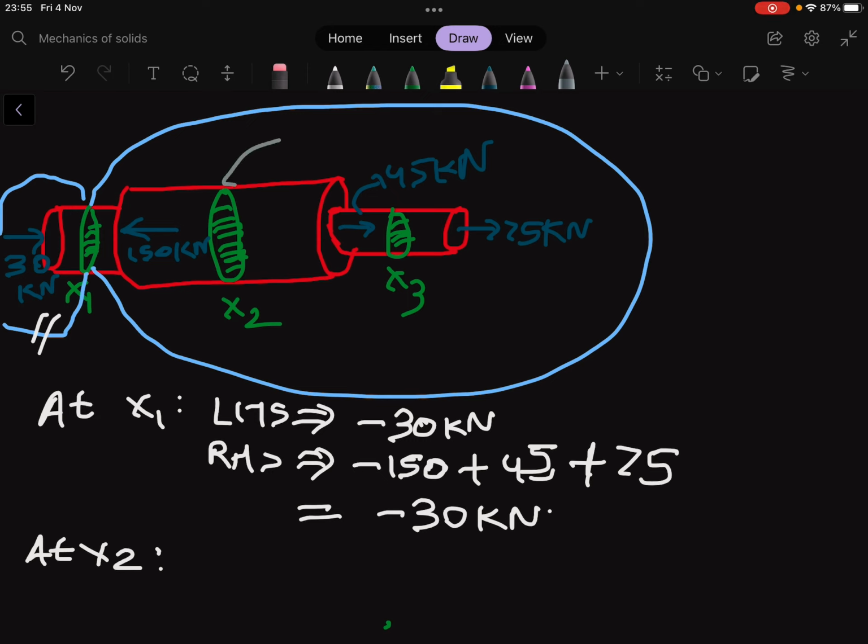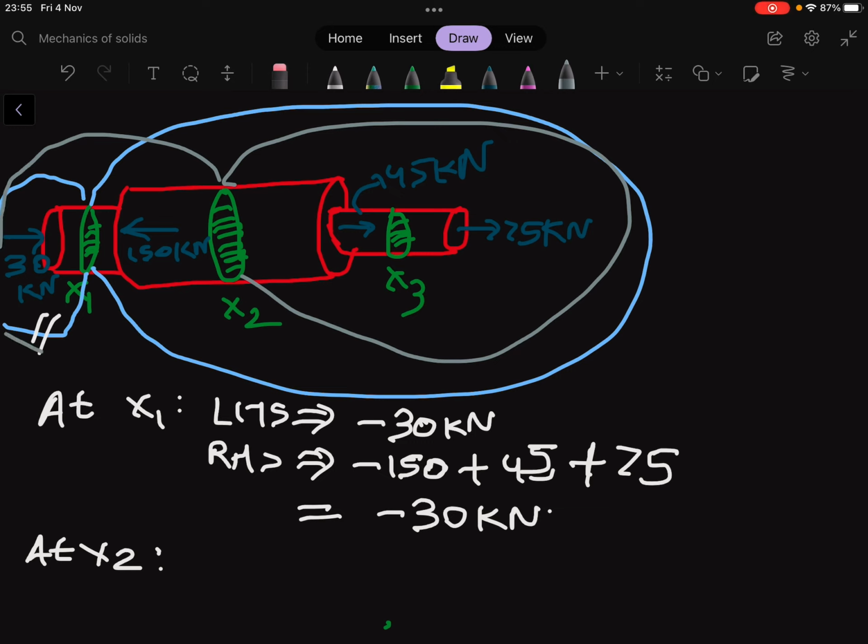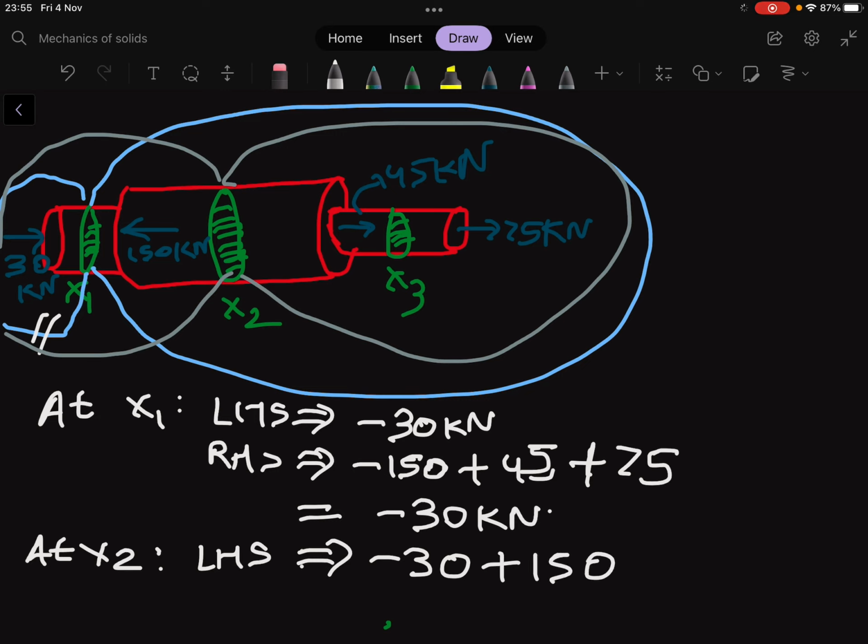Now calculating for the section x2, at section x2, either take the right hand side or the left hand side. From the left hand side, we have compressive loading of 30 kilonewton, so minus 30, and tensile loading of 150 kilonewton, so we write 150. So the net load acting here is 120 kilonewton.